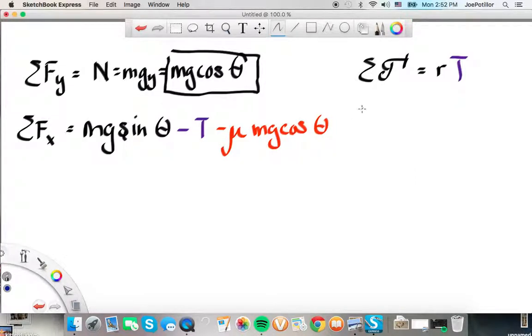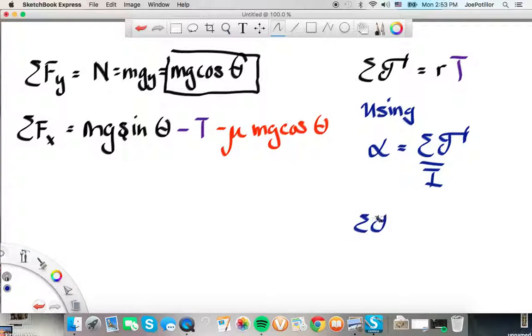So, using that fact, we can solve for the sum of torques. Using that fact, we have RT equals I alpha. Alpha, angular acceleration, is the regular linear acceleration divided by its radius. So we'll divide it like that.